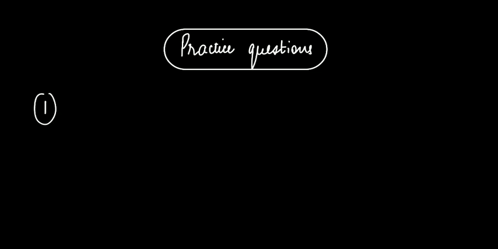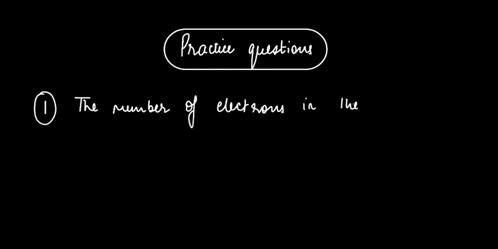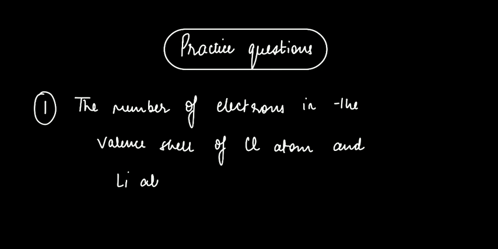So, the very first question that I'm going to write over here. The number of electrons in the valence shell of chlorine atom and lithium atom. So, we can add one more point over here: the total number of electrons in the valence shell of chlorine atom and lithium atom.